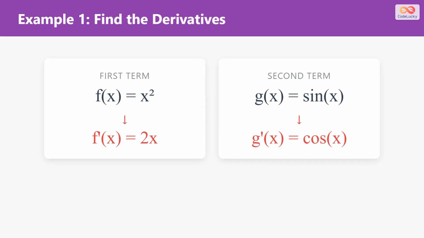Now, we need to find the derivative for each of those parts individually. The derivative of x squared is 2x. That is our f prime. The derivative of sine of x is cosine of x. That is our g prime. Now, we have all four pieces we need.